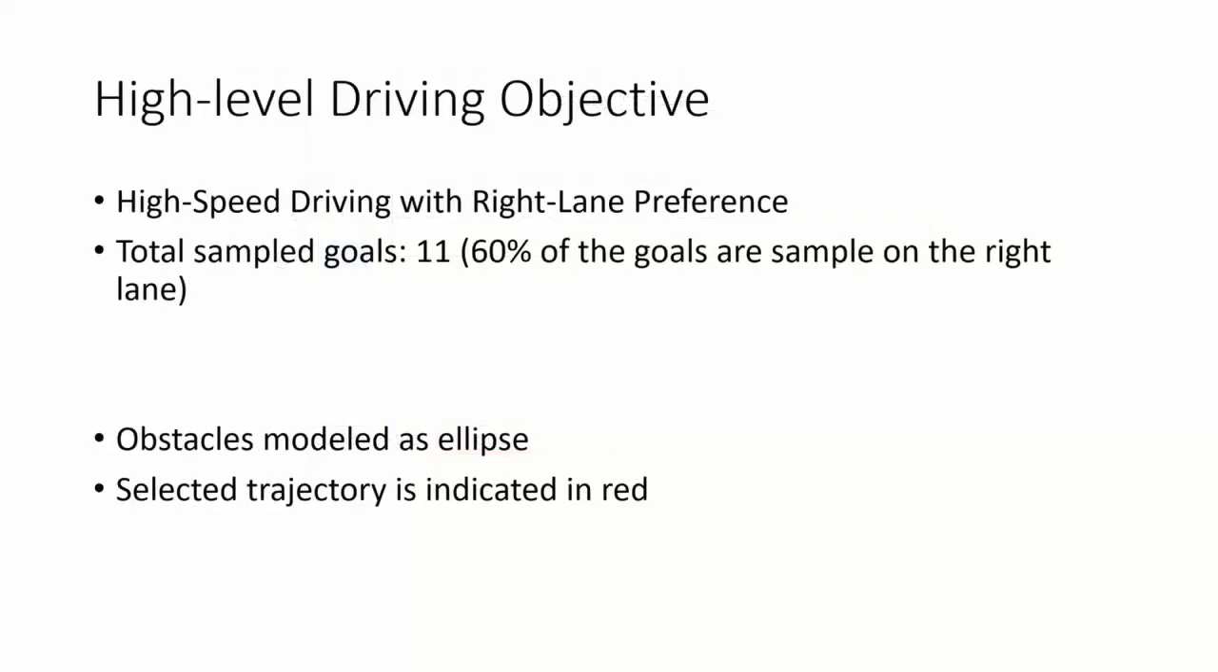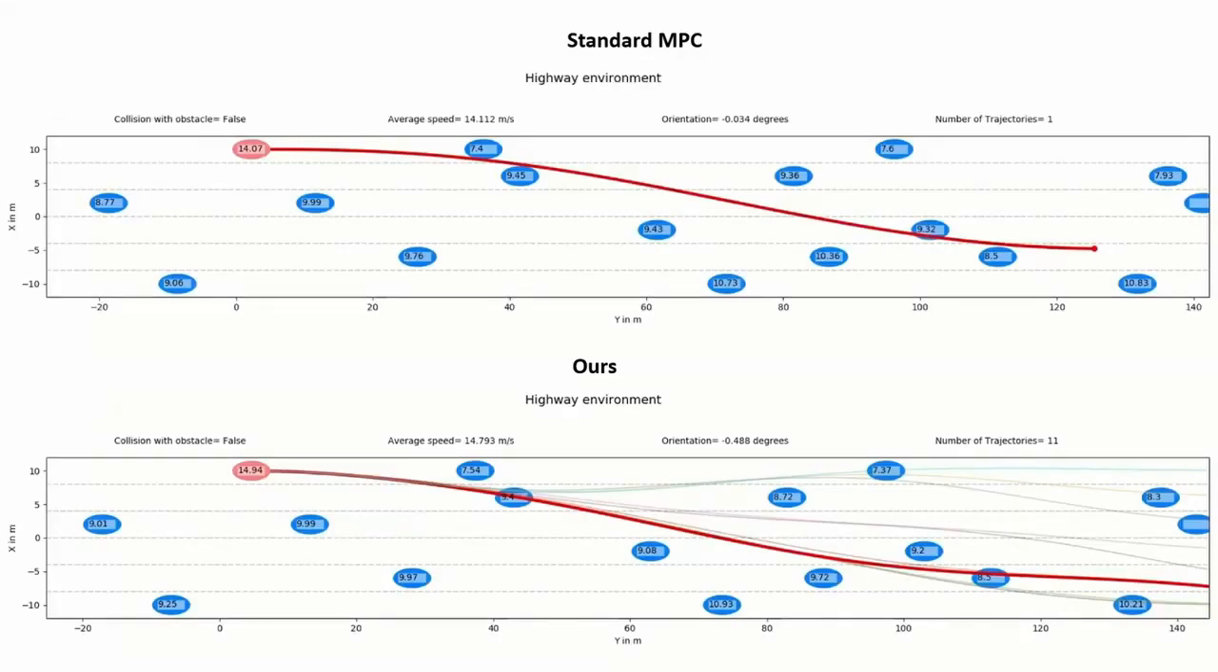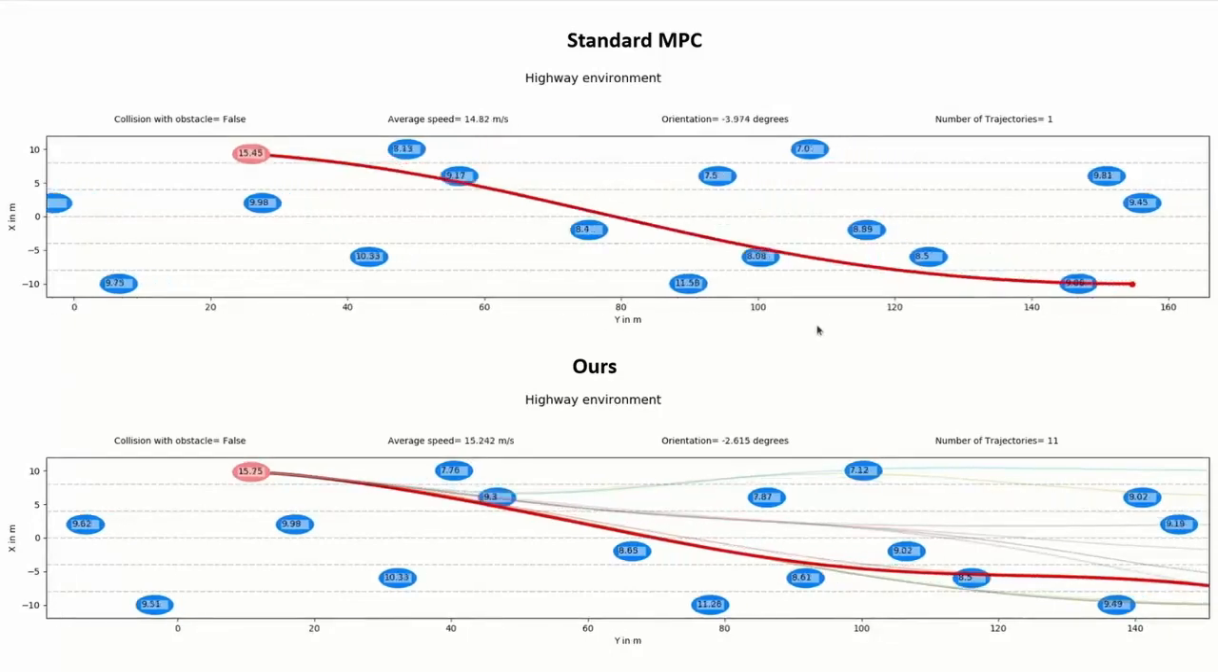We next consider the second driving task, which is to drive with maximum speed while maintaining a right lane preference, but more importance is given to achieving the highest speed possible. We first present a comparison with the standard MPC. As you will see here, the standard MPC converges to the right lane, but sacrifices the forward velocity and so has to substantially slow down to avoid collisions. In contrast, our batch optimizer can maintain both high velocity and right lane preference.